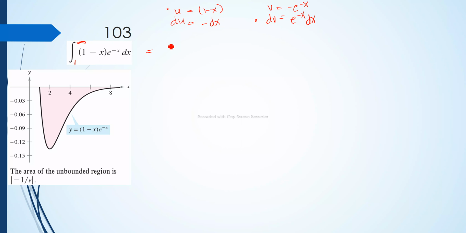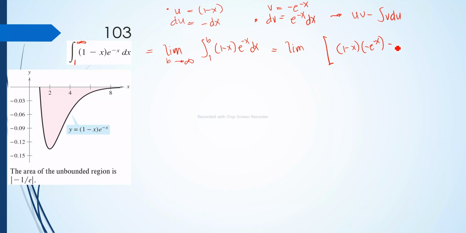So let's first rewrite this into limit form. That is equal to the limit of the integral of 1 minus x times e to the negative x dx from 1 to b as b approaches positive infinity. This is just equal to uv minus integral of v du. So that becomes the limit of uv, that is 1 minus x times negative e to the negative x, minus integral of v du, that is negative e to the negative x, and then our du is negative dx, as b approaches positive infinity.